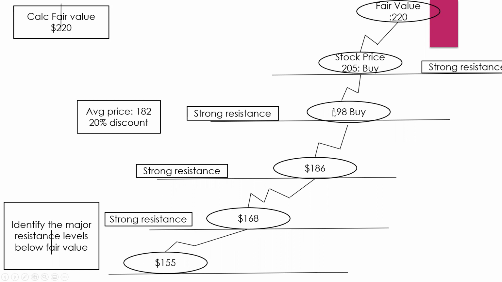So if the stock keeps going, whether it is going down or up, once you see it is trading under fair value, you can go ahead and buy, even if the stock is going up, as long as it is below fair value. Even in this case, I have calculated the average price is 182. Still, you are getting a 20% discount on the fair value, which means the minimum return you can get is 20%.